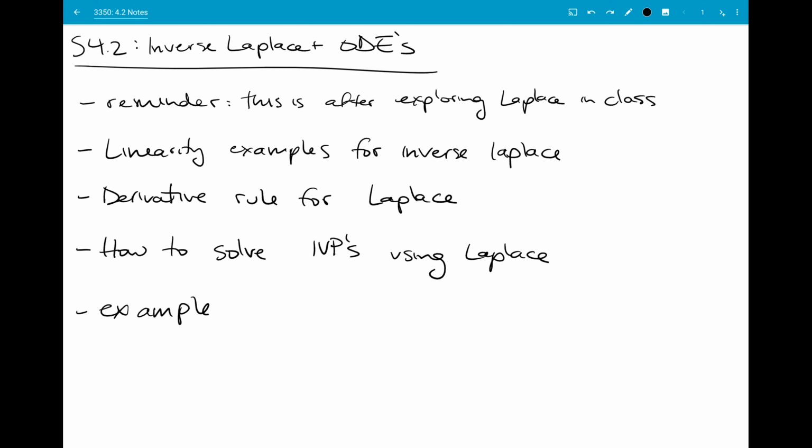So what we're going to do is look at some linearity examples for the inverse Laplace transform, just because that's the trickier direction to apply linearity. And then we'll talk about the derivative rule for Laplace transforms, how that helps us solve initial value problems, and then we'll do some examples.